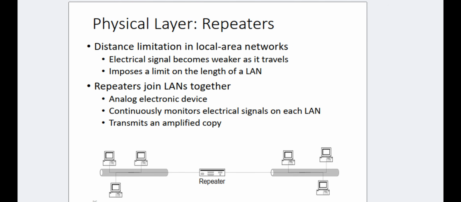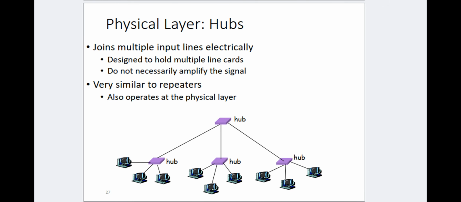Physical layer. Repeaters and distance limitation. In local area networks, the electrical signal becomes weaker as it travels, which imposes a limit on the length of a LAN. Repeaters join LANs together. A repeater is an analog electronic device that continuously monitors electrical signals on each LAN and transmits an amplified copy. Hubs join multiple input lines and are electrically designed to hold multiple line cards, but do not necessarily amplify the signal. They are very similar to repeaters and also operate at the physical layer.